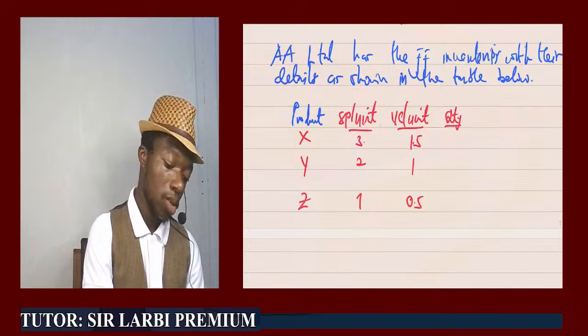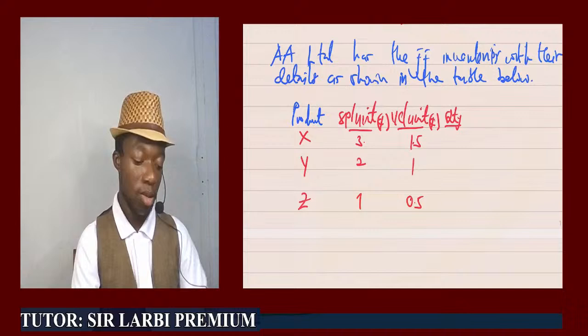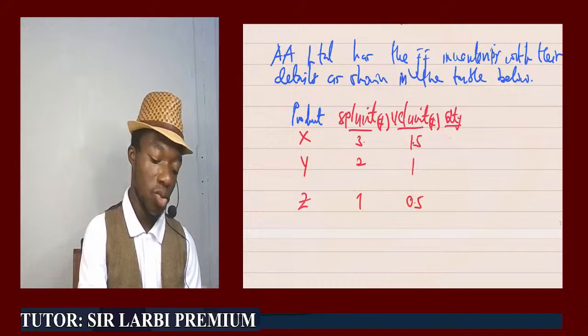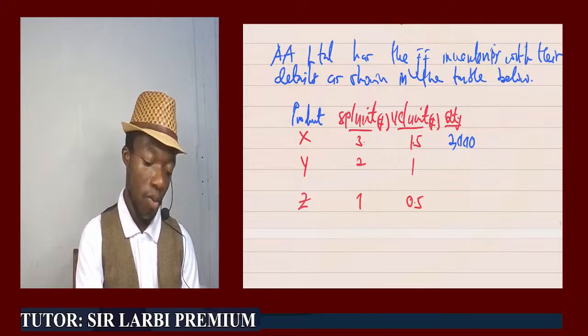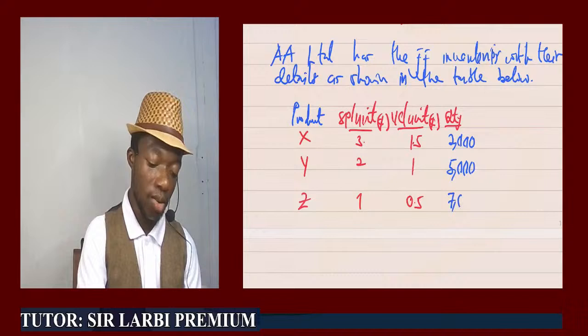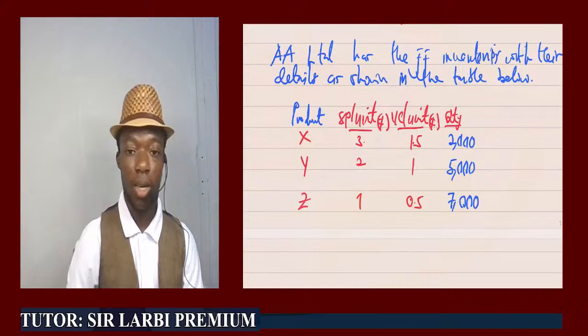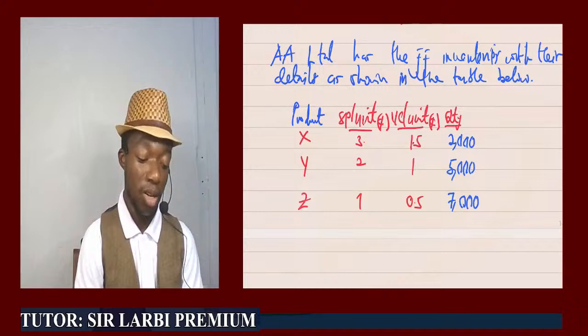So here I insert this per unit and the volumes of output. With respect to the output, X we produce 2000, then Y we produce let's say 5000, and then Z we produce 7000. So based on this data, we are asked to calculate the multiple break-even points. How do we go about that?